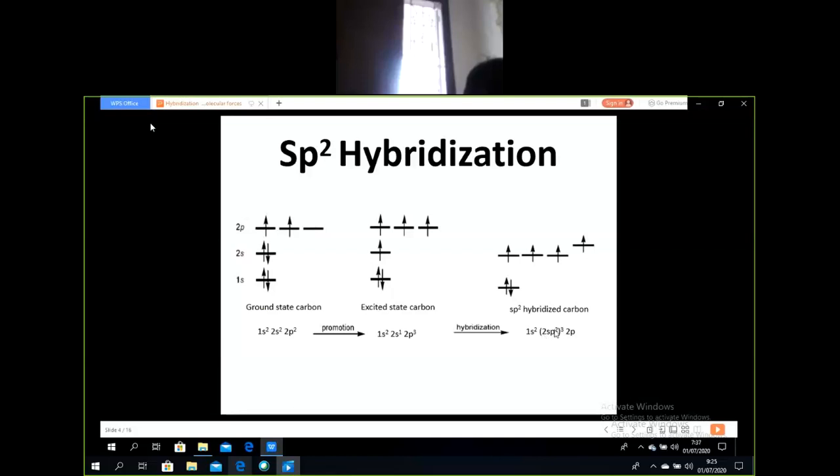So in sp2 there are two, and this p orbital will overlap with another p orbital of another element. That forms the second bond, called the double bond.